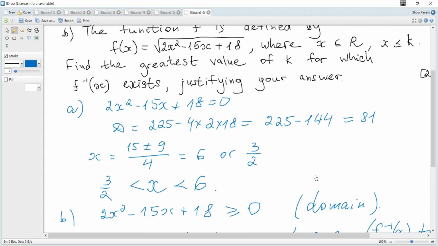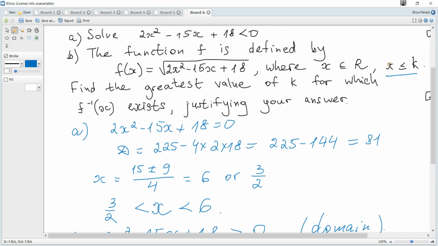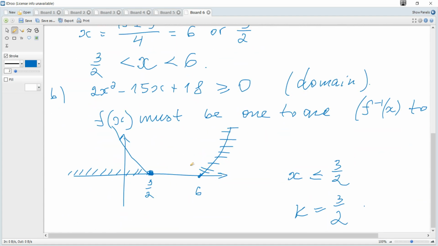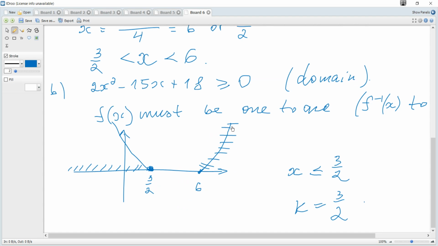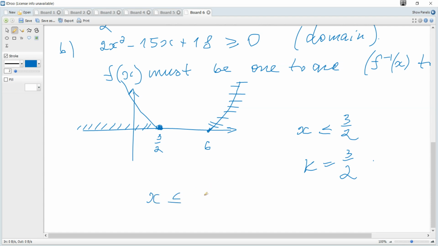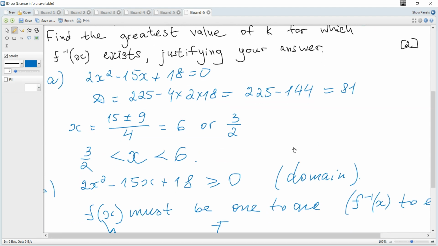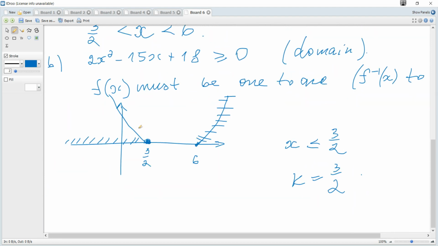And actually you can see that the domain is just x less than or equal to k. It cannot be this part at all, because there is a gap here and it's impossible. You cannot say that x is less than or equal to 10, for example, when there is some gap somewhere within the domain. So just due to domain, we can say that x is less than or equal to 3 over 2, and for this region the function is 1 to 1, so the inverse exists.